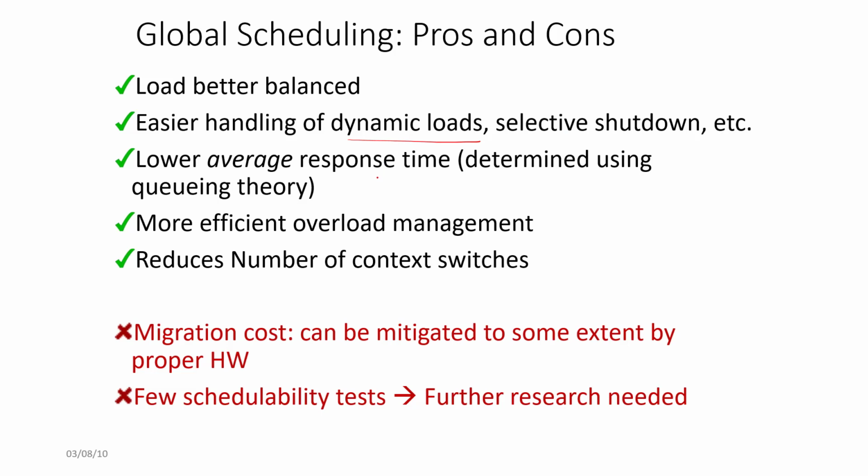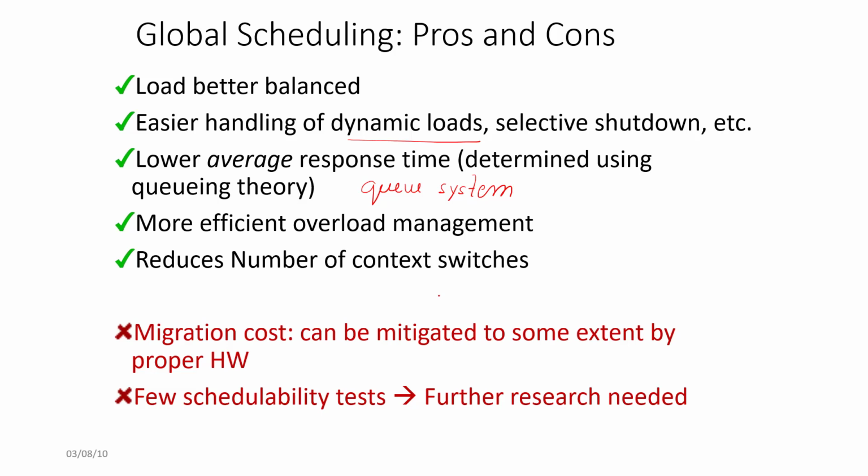The average response time is much lower. How do we do this? Well, we use queuing theory to model this as a multi-queue system, so we do the math. It has been shown both practically as well as with experiments, known empirically, that it has a lower average response time.